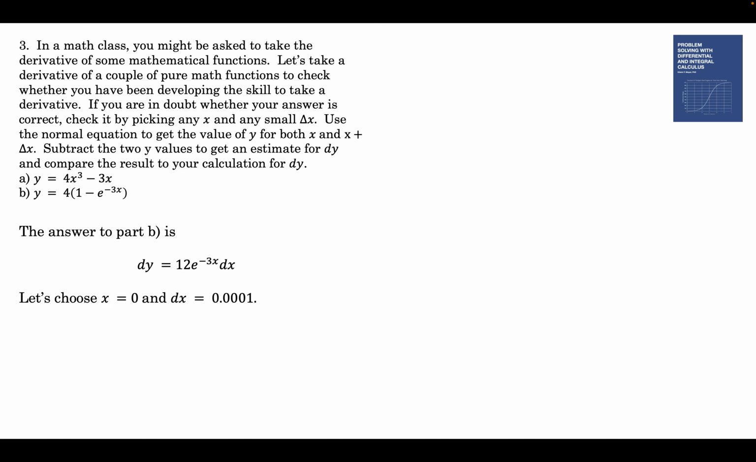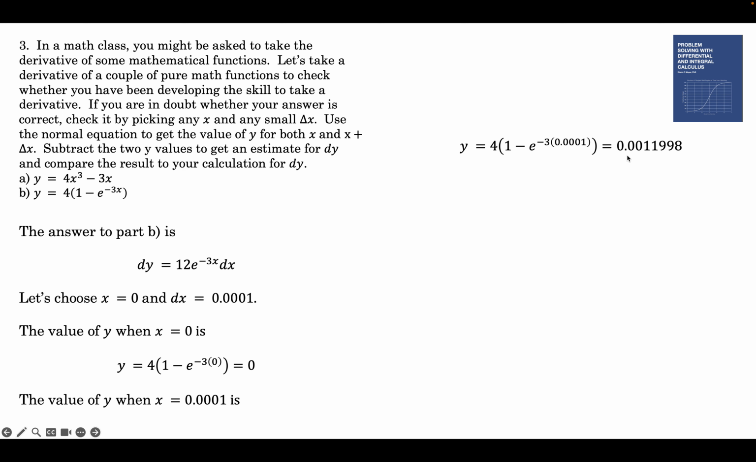We can check it. Let's choose x equals 0 and dx equals 1/10,000. The value of y when x is 0: e to the 0 is 1, 1 minus 1 is 0. So that's 0. That's nice. Now we stick in 0.0001. We're just using the calculator here, using the normal equation. We get 0.0011998 for the value of y. So since it started at 0, that's the shift.